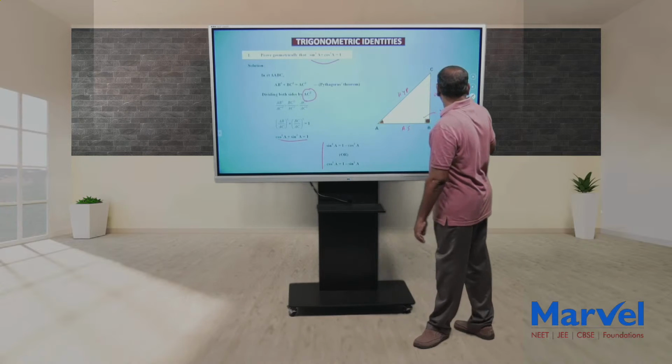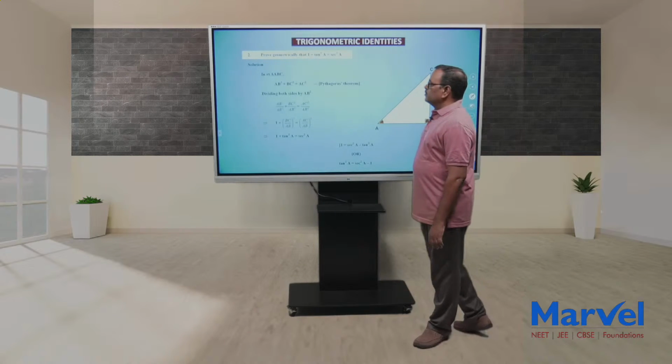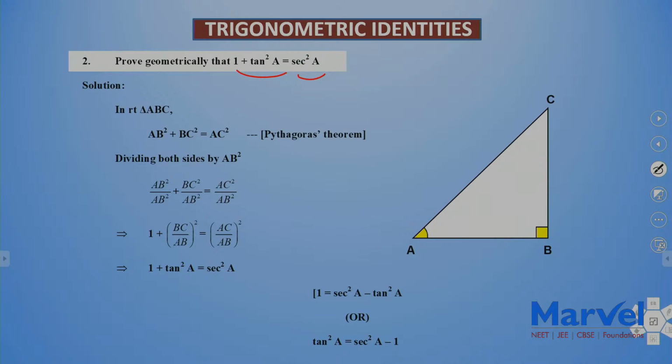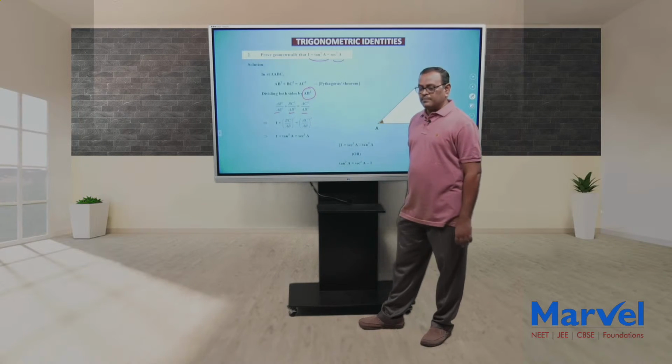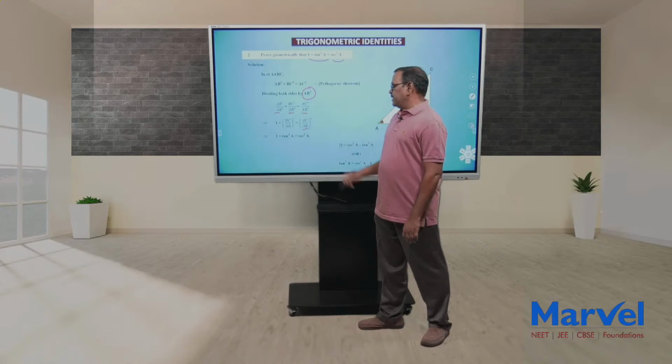Second identity, prove geometrically that 1 plus tan square A equal to secant square A. Same right angle at B, by Pythagoras theorem, AB square plus BC square equal to AC square. Here divide both sides by AB square. In the previous identity, the division was by AC square, but here it is AB square. So AB square by AB square, BC square by AB square and AC square by AB square: 1 plus the whole square of BC by AB equal to the whole square of AC by AB.